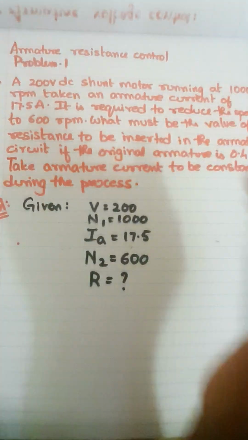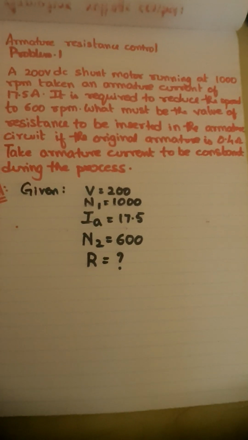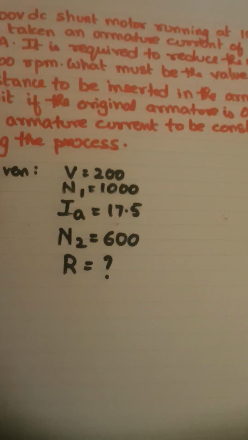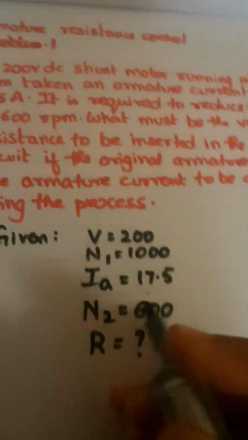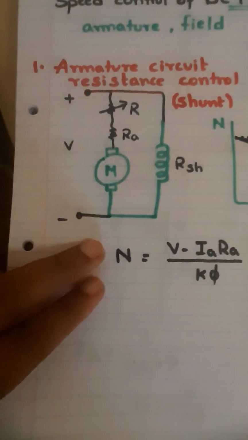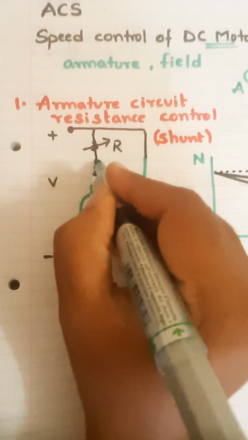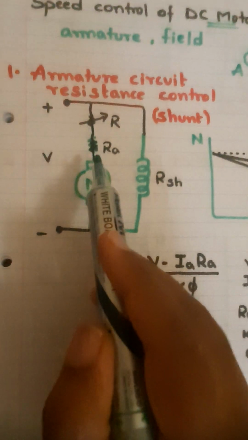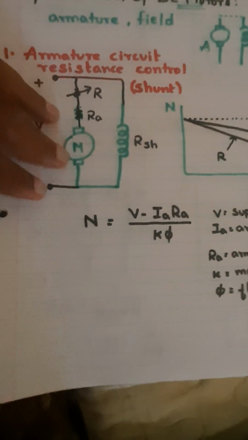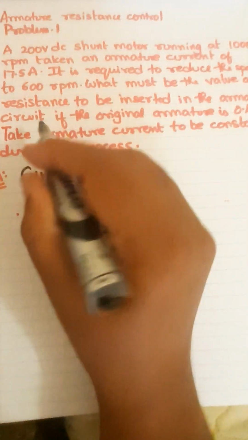Because armature resistance control method means we are adding extra resistance. This is how the circuit will generally be. The green one is the general circuit, where the armature will have minimum resistance. Now we are adding extra resistance to reduce the speed. So that is what they are asking: what is the extra resistance you added? That is the question. So inserted in the circuit.